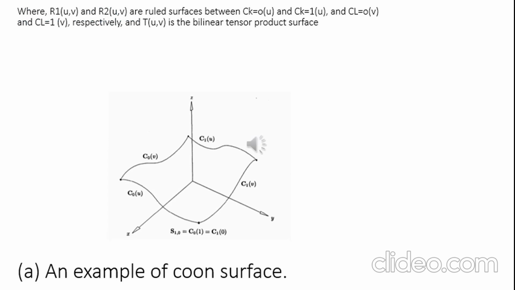As I showed in the equation to find the bilinearly blended cones, R1 and R2 are the ruled surfaces which lie between C_k=0 of U and C_k=1 of U, and C_l=0 of V and C_l=1 of V respectively, and the T is the bilinear tensor product surface. And below there is an example of how the cone surface would look like, and you can see the C0 and C1 I talked about.